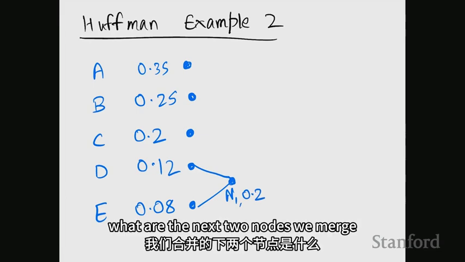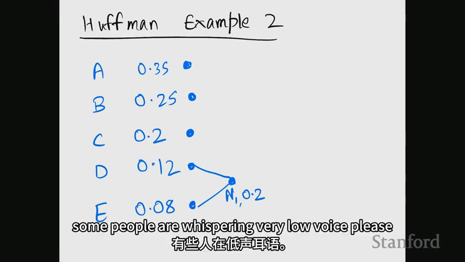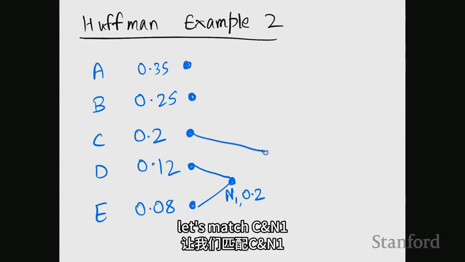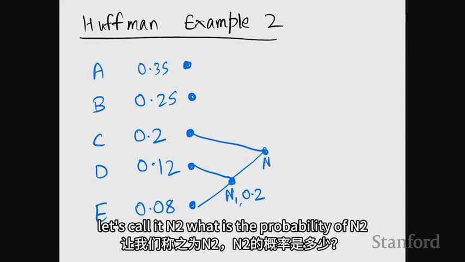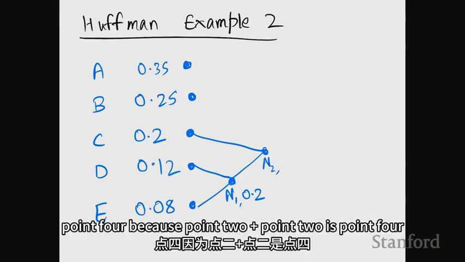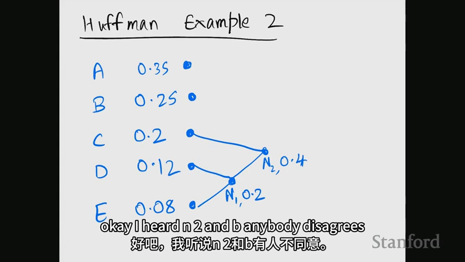Now, what are the next 2 nodes we merge? Some people are whispering, very low voice, please. Am I hearing C and N1? Okay, let's merge C and N1. Let's call it N2. What is the probability of N2? 0.4, because 0.2 plus 0.2 is 0.4. Okay, next one. Okay, I heard N2 and B. Anybody disagrees?